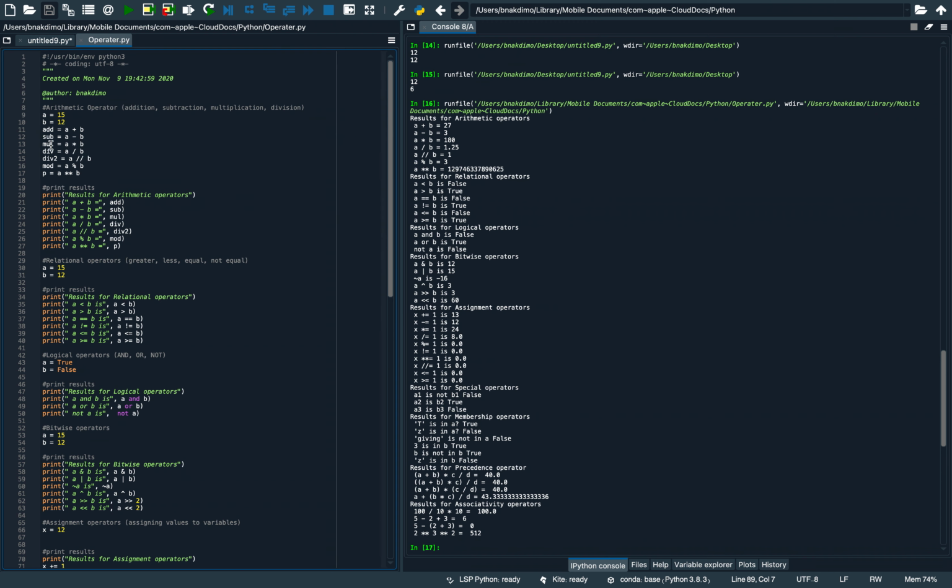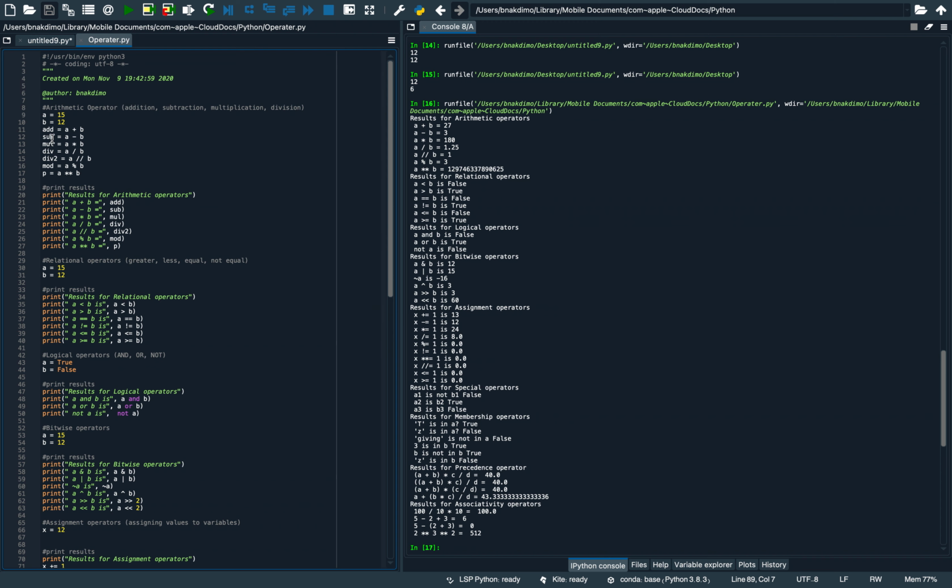And to get the addition operator, you have to use add as a variable and a plus b as the value. So when you use a add, when you print it, you can just print add, and it would show you the answer for it.